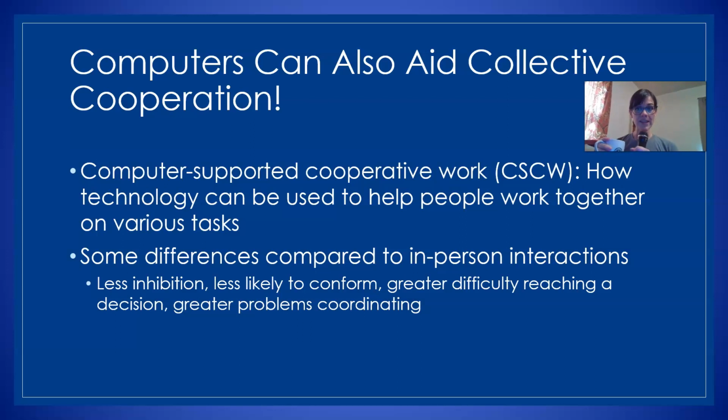Generally, what we're going to find is that in general, people tend to be a little less inhibited on the internet. They're less likely to conform as well. And that's because there is that degree of remoteness that would not otherwise be there. But there is going to be greater difficulty in reaching a decision and greater problems coordinating with each other.